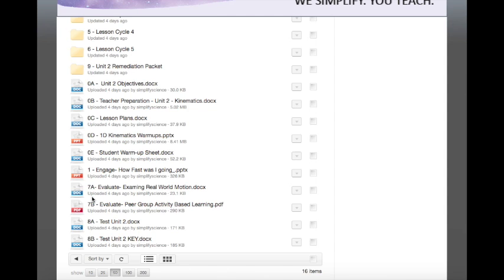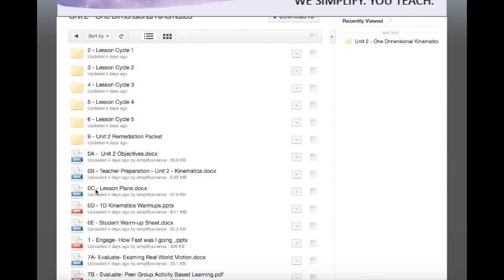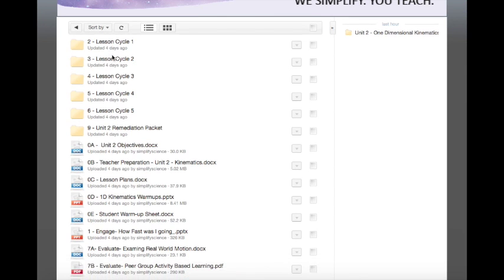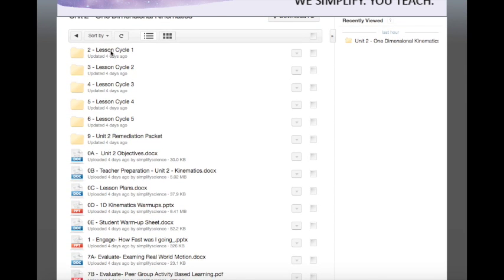Now the reason why is all the documents between 1 and 7 actually go back up into these folders. Each one of these lesson cycles has a specific learning objective. For example, in this particular learning objective, we're introducing students to the concept of average velocity, displacement, time, and the relationship between them.